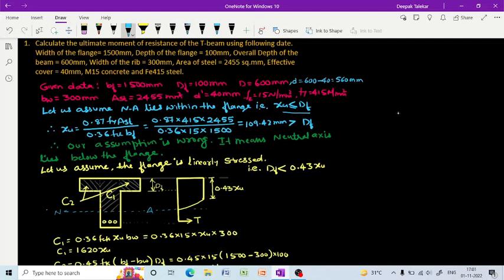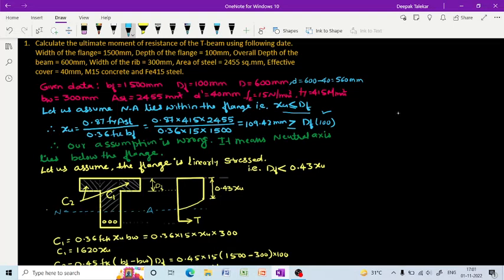In this case, it is 109.42, which is greater than the Df. Df is here 100 given, the depth of the flange or the thickness of this slab. It is 100 mm. Now 109.42 is greater than 100 mm. So what did we assume? We assumed that Xu is less than Df, but in our case, what we got is more than Df. That means our assumption is wrong. In other words, the neutral axis lies below the flange. We assumed in this case that the neutral axis lies within the flange, but it shows that the neutral axis lies below the flange.